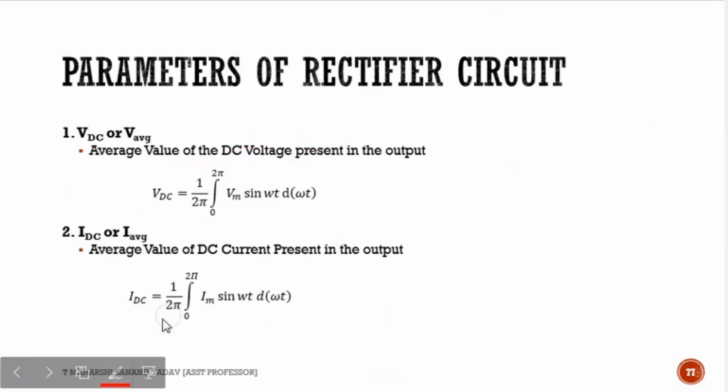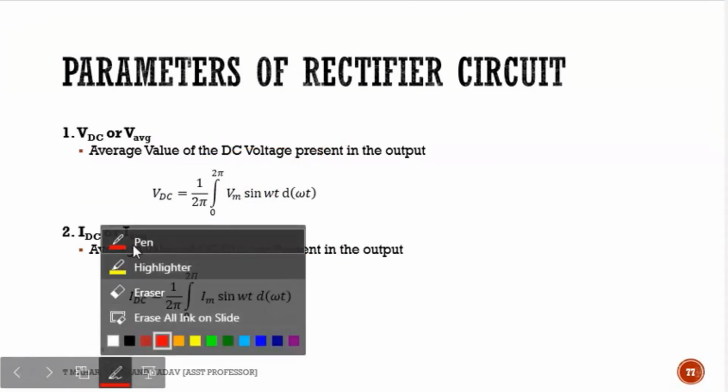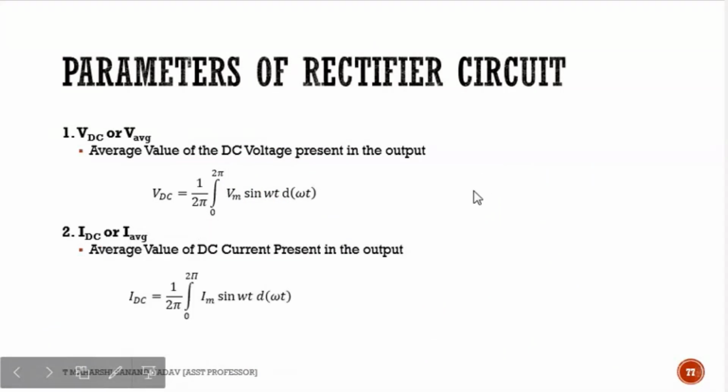Better I'll try to erase the screen. Okay. So frequency is nothing but cycles per second. So here Vm stands for amplitude and omega stands for frequency. Now, in the same manner, if it is VDC, again IDC, simply you need to change the terms, that's it. So I is equal to Im sine omega t. If it is voltage, Vm sine omega t. And this integration from 0 to 2 pi. Why 0 to 2 pi? Why not from 0 to pi?